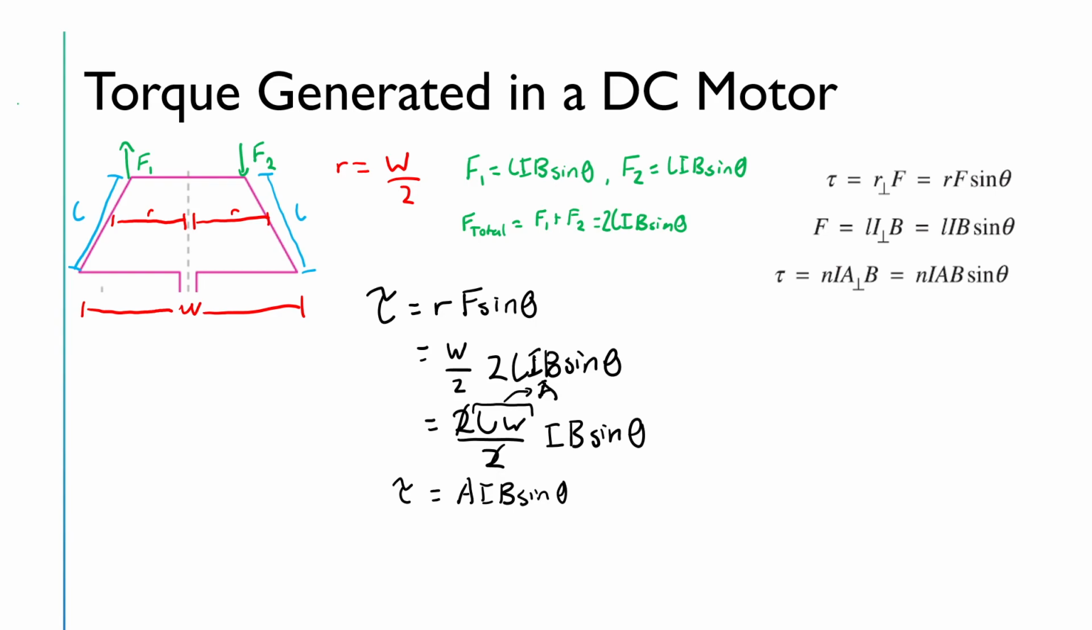So the amount of torque generated will depend on the area of the loop. The larger the area, the greater the torque. I, our current, as well as the strength of the magnetic field. And then you've also got sine theta, which I'll come back to in a moment.